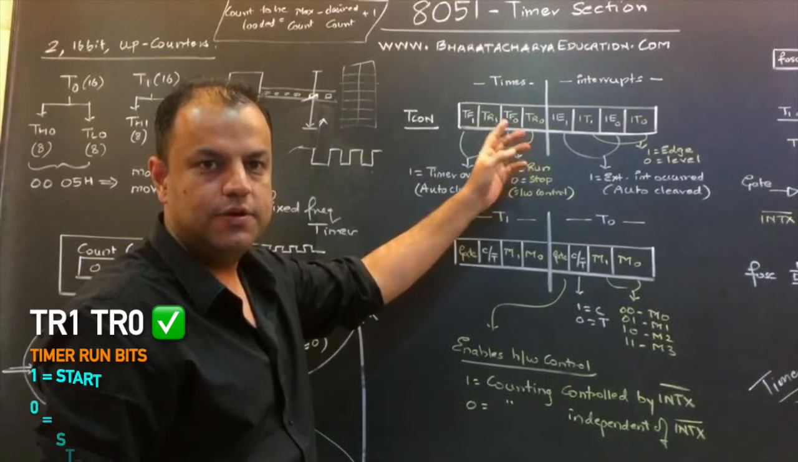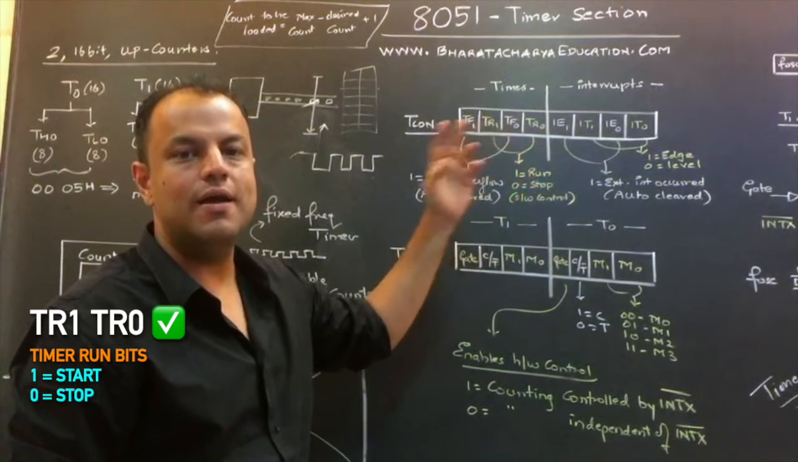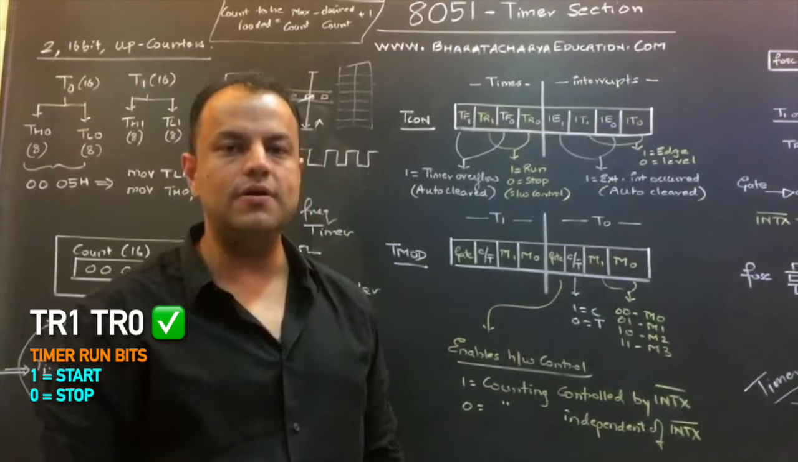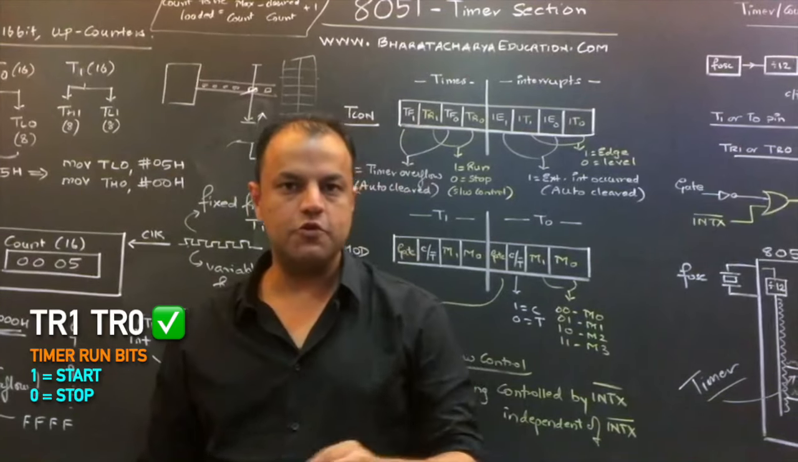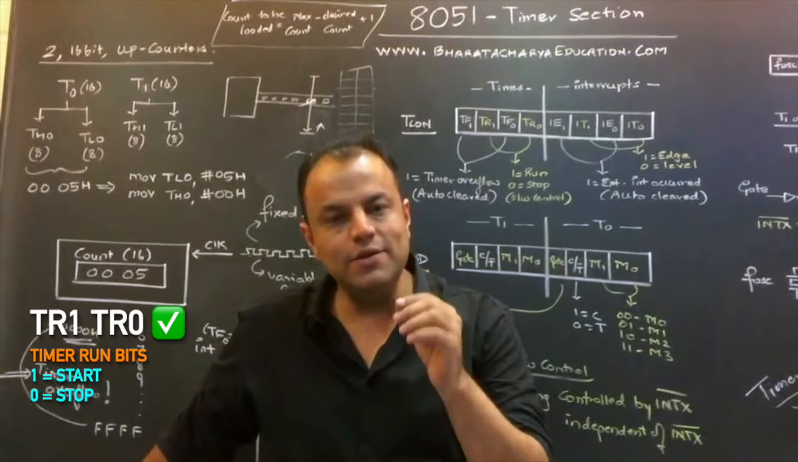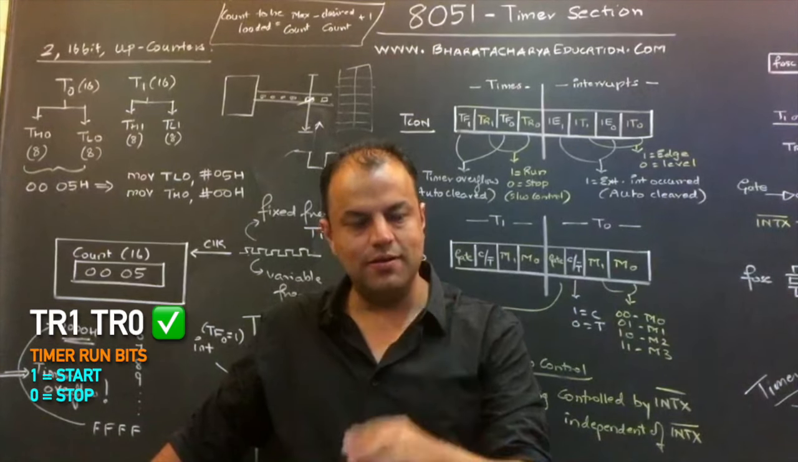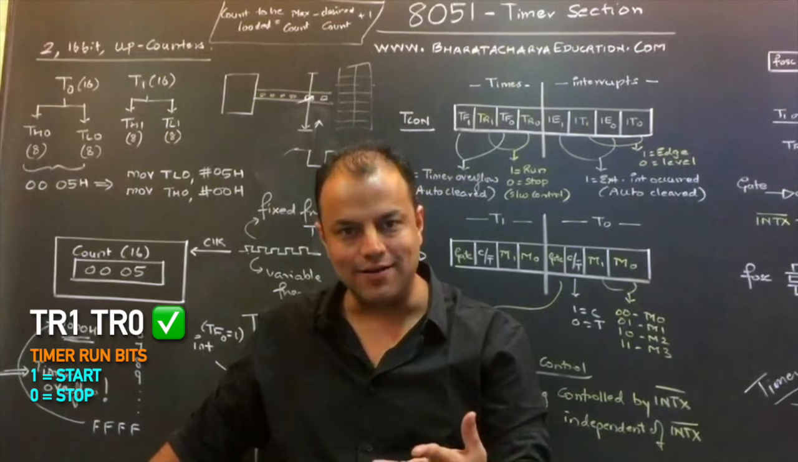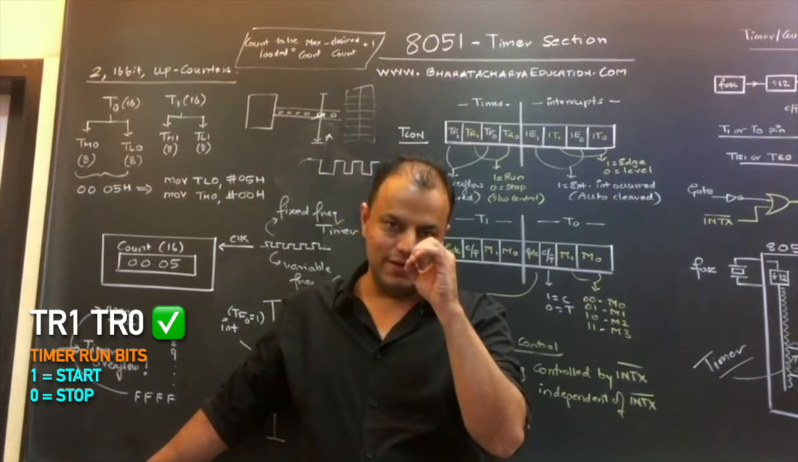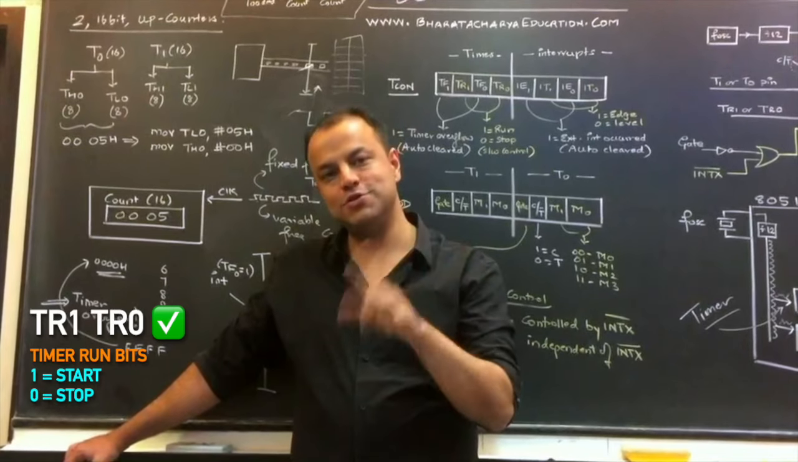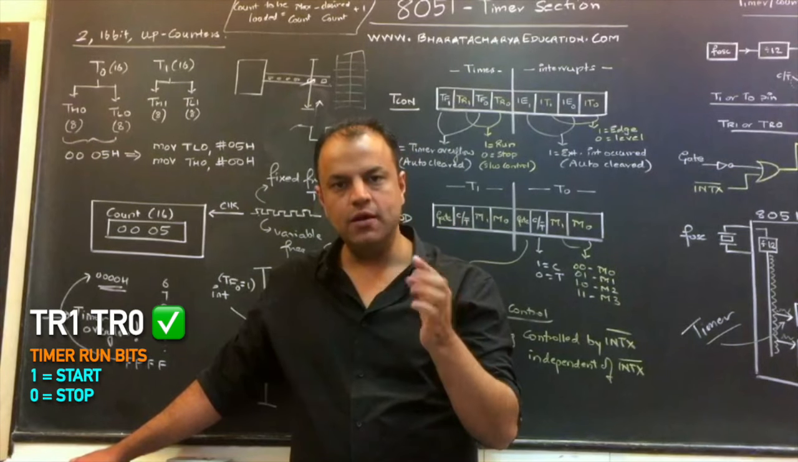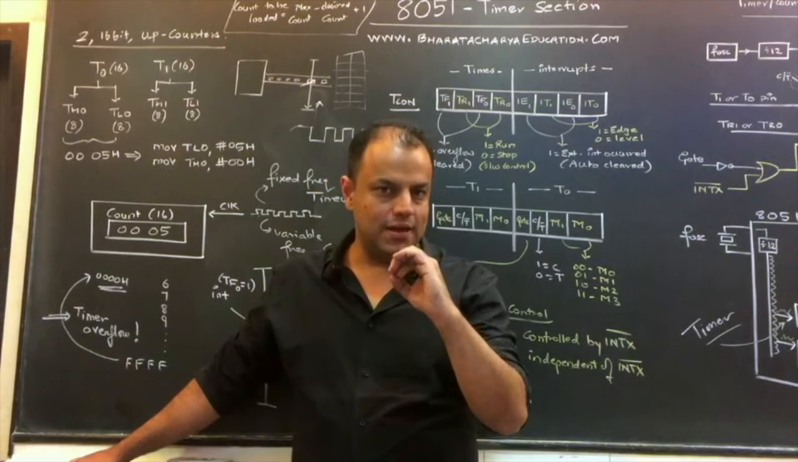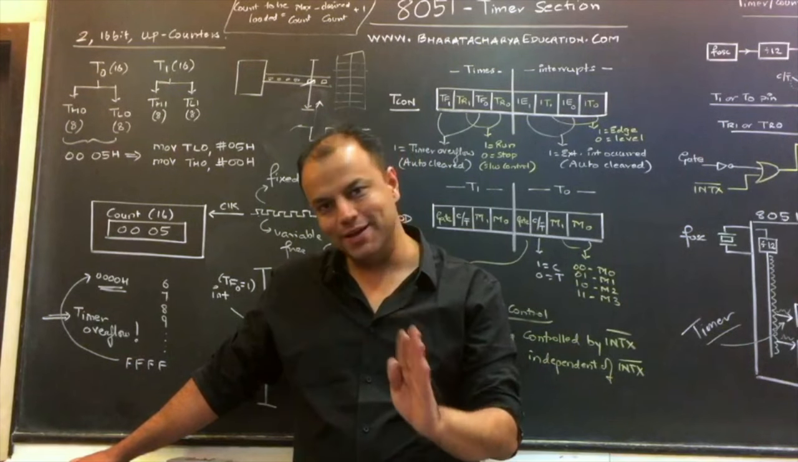Now, TR1 and TR0. These are called timer run bits. I repeat, they are called timer run bits. Very important bits from programming point of view. When you make these bits 1, you are saying the timer should start. It should run. When you make these bits 0, the timer will stop. Again, making them 1 will start the timer. Making them 0 will stop the timer. Tell me, did you understand?